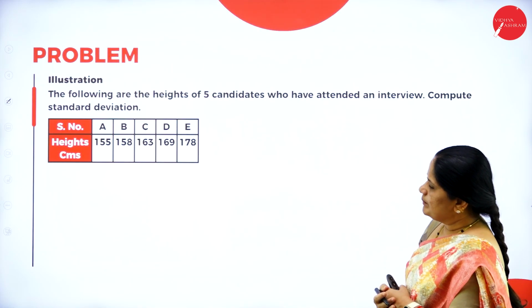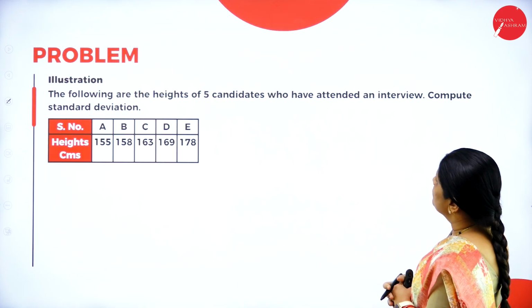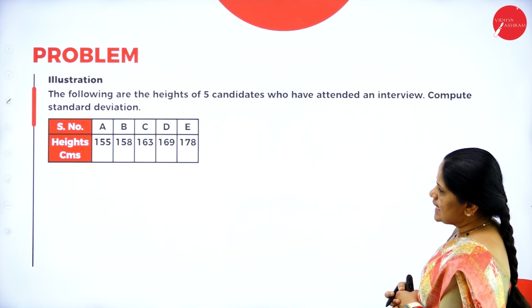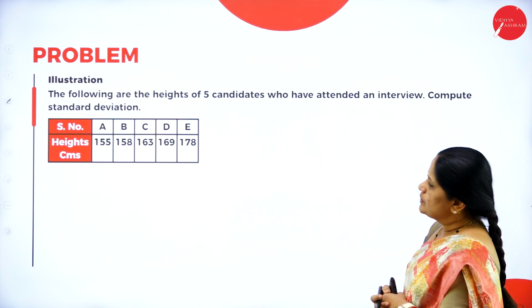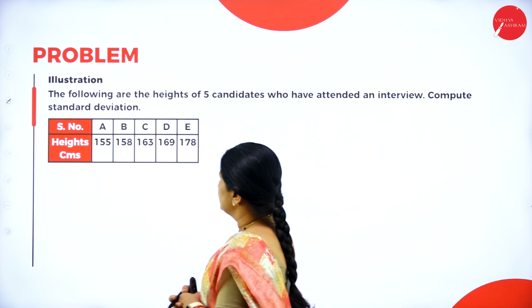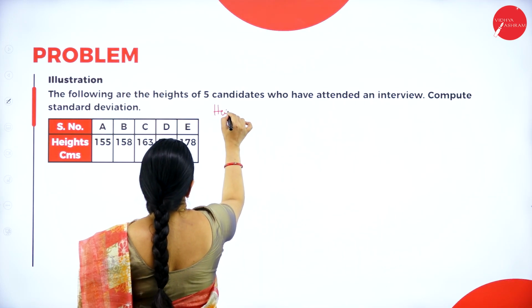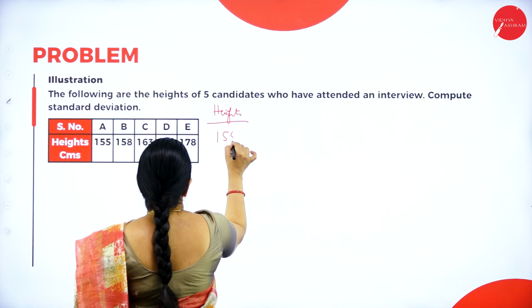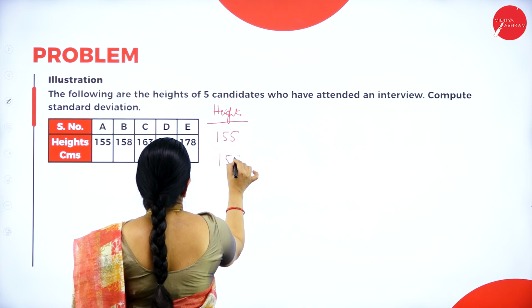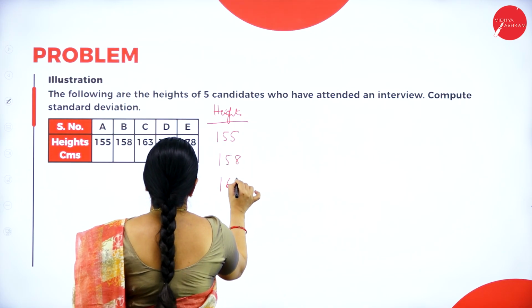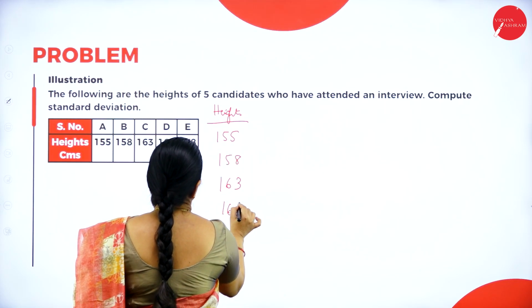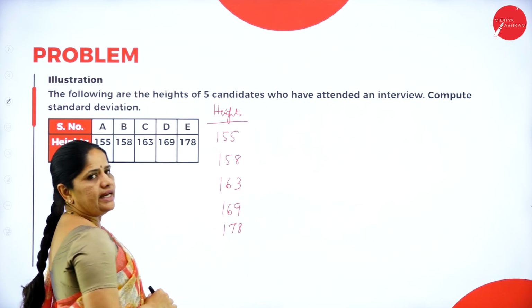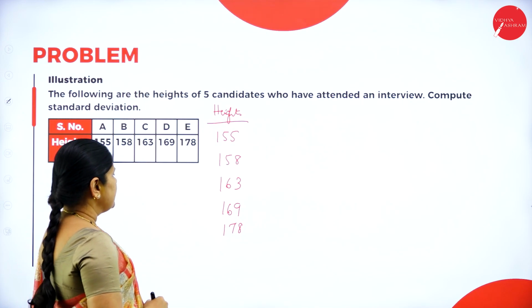The next problem: the following are the heights of 5 candidates who have attended an interview. Compute the standard deviation. So we have to find the standard deviation here. They have given us the heights: 155, 158, 163, 169, 178.